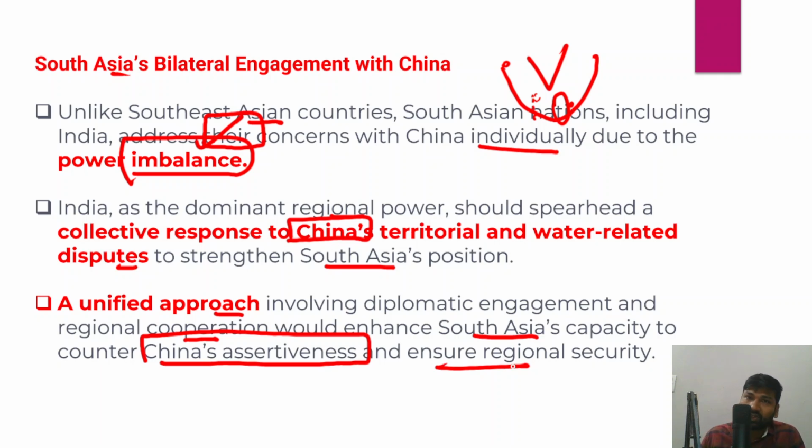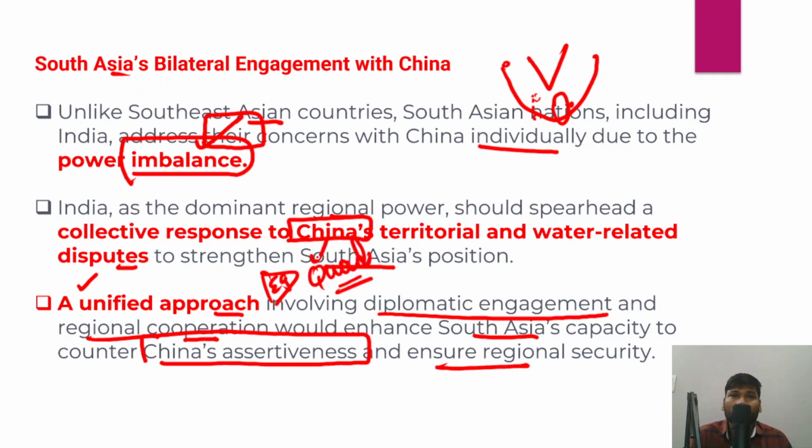For India, ensuring regional security is very important, and we need to counter the Chinese assertive stance with respect to protecting India's territorial integrity and sovereignty. So India should follow a unified approach, involving both diplomatic engagement as well as regional cooperation with multiple like-minded countries. For example, the Quad is one such grouping where like-minded countries have come together against the assertive policies of China, right?